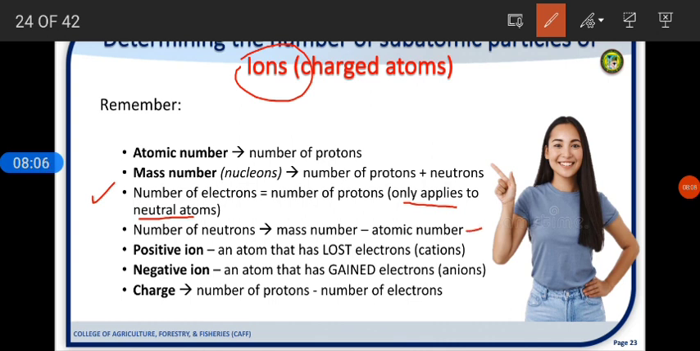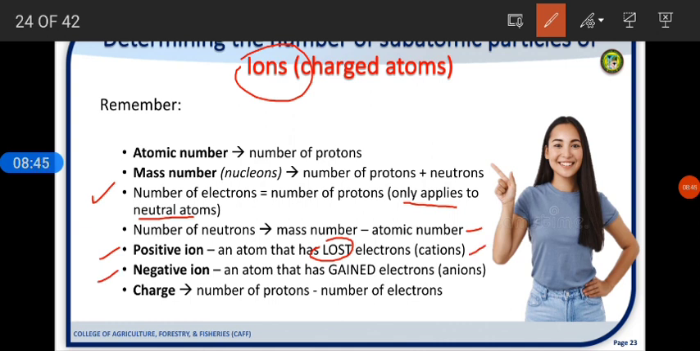Now we have this one. A positive ion is an atom that has lost electrons. Take note of the keyword lost. If an atom loses an electron, and we know that an electron is negatively charged, just imagine an atom losing a negatively charged particle, which is the electron. So what will happen? Of course, it will become a positive ion, and we call them cations.